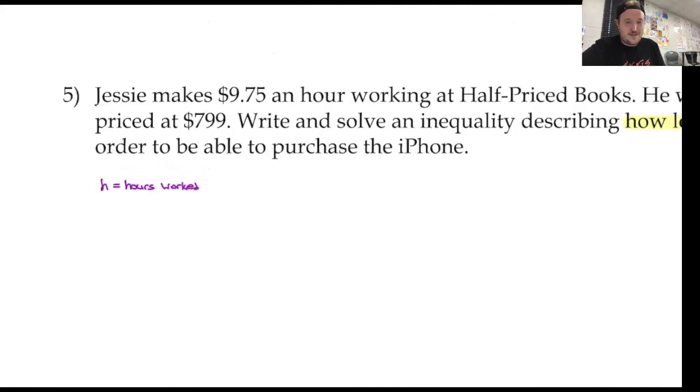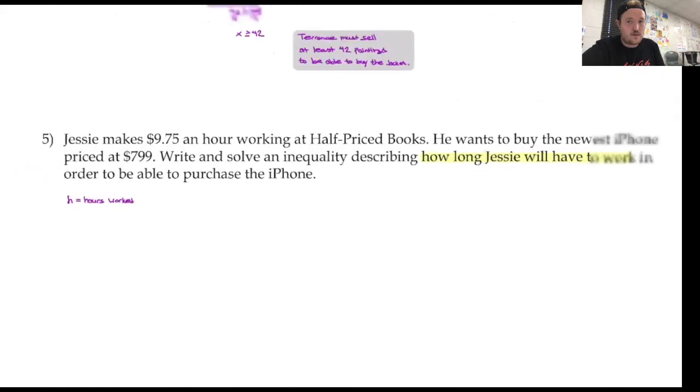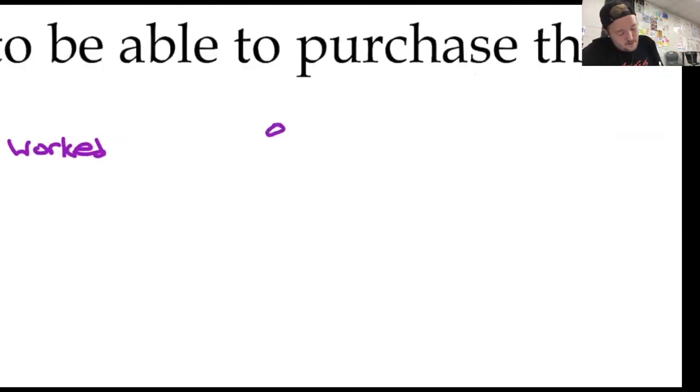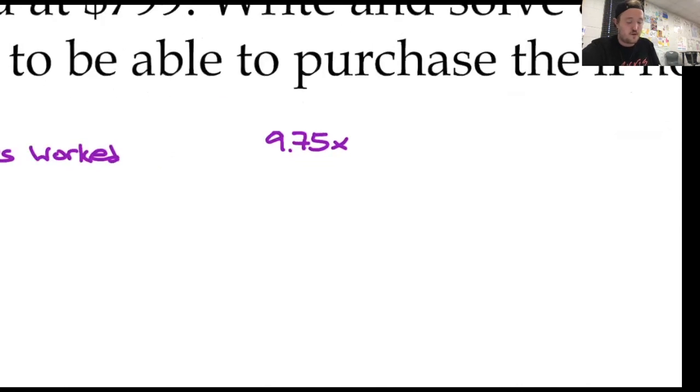Okay, so he makes $9.75 an hour and he wants to be able to afford the iPhone at $799. So if you work H hours and you earn $9.75 per hour, you're going to be multiplying. So you want to be able to afford an iPhone that costs $799. So think of the inequality sign here. Do you want to earn more than the phone or do you want to earn less than the phone? In order to afford the phone, you have to earn more. So it has to be greater than or equal to.